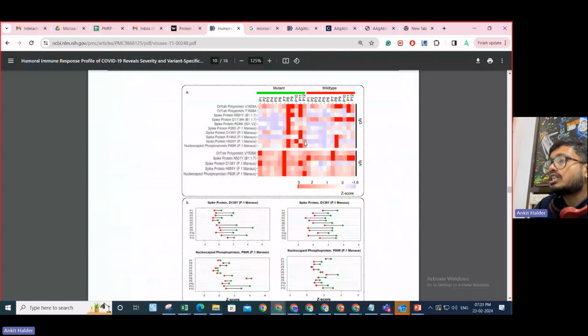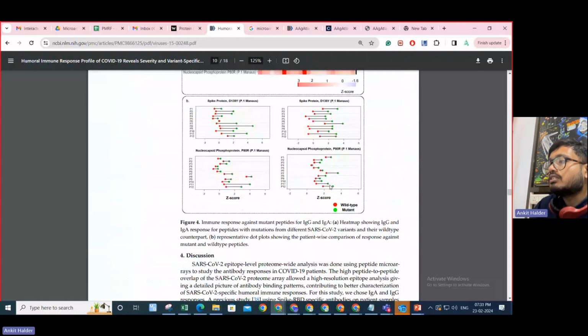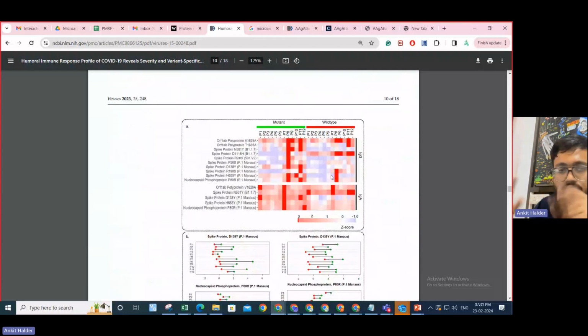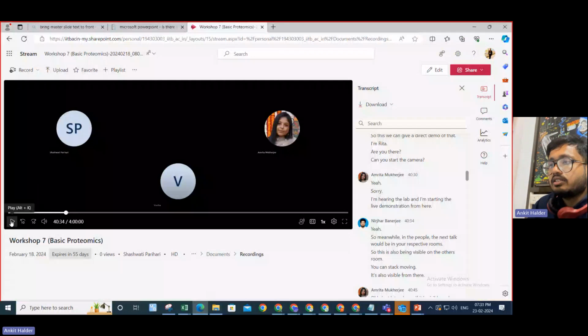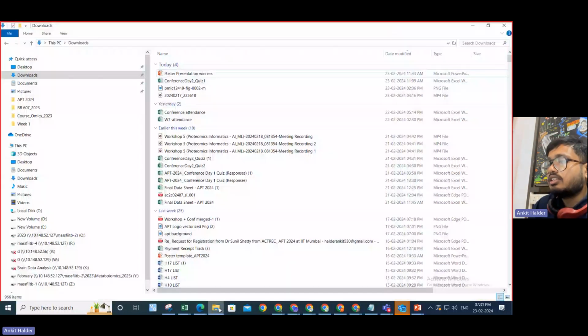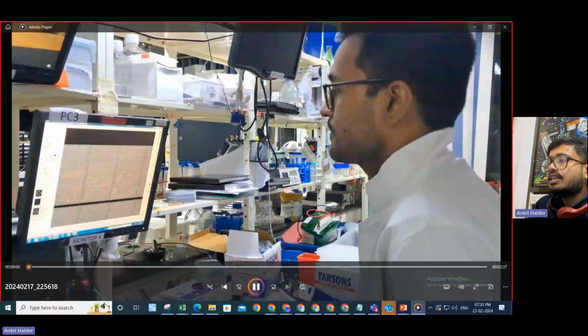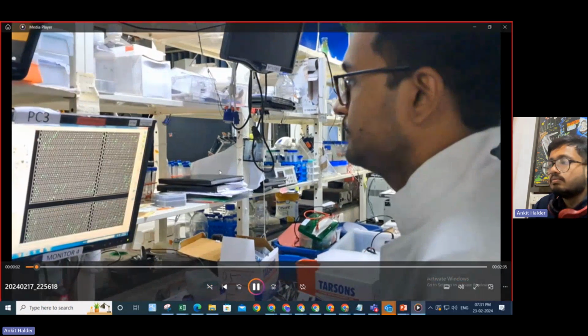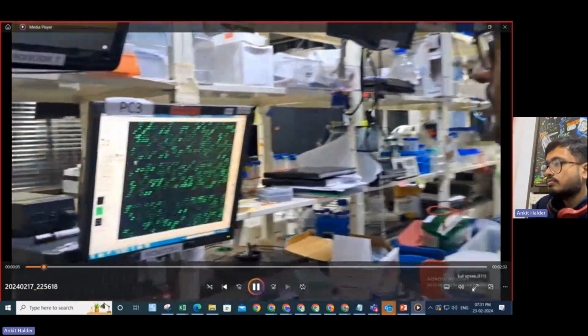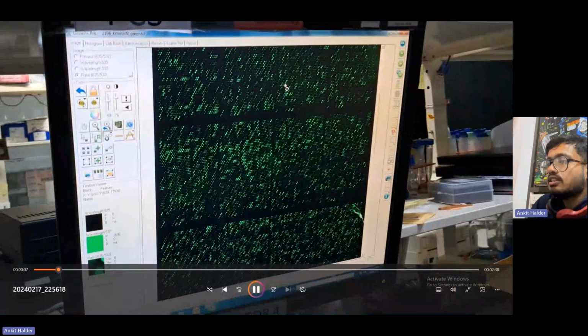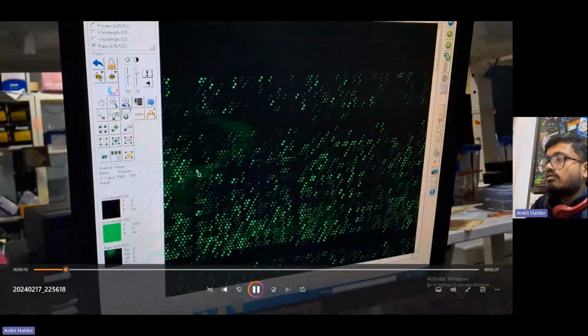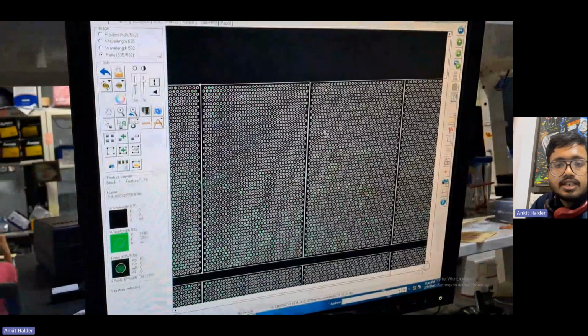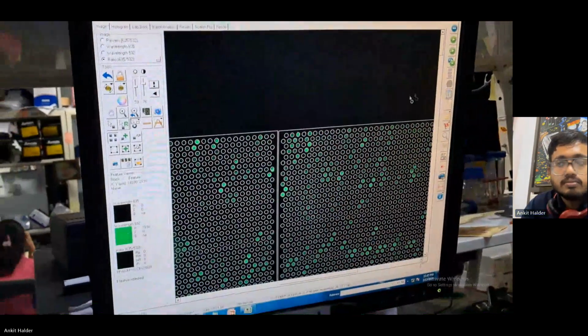to have good immunogenic responses. Okay, so the wild type and the mutants, different analysis. Now we would be looking into that. So I'll just show how the data extraction procedure is to be done. You can see this in a real-time manner, and how the data extraction procedure takes place.